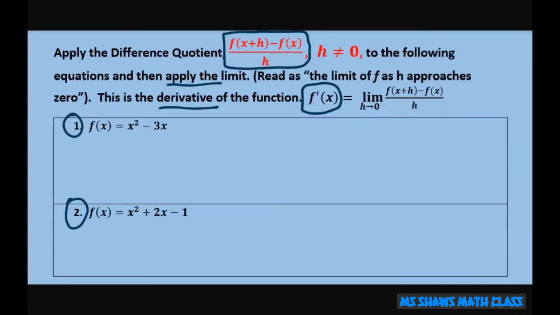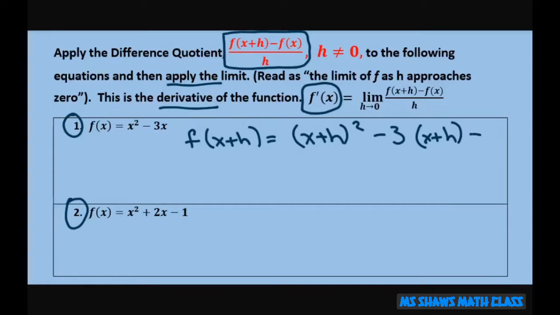Before we get started, the main thing you need to know is that we're going to take the numerator in two parts. So basically when I do f of x plus h, that means I take this equation and input x plus h. And then I'm going to do the second part, which means subtract the whole equation, which would be x squared minus 3x. So that's how you see that. The numerator has basically two parts to it, then we divide by h.